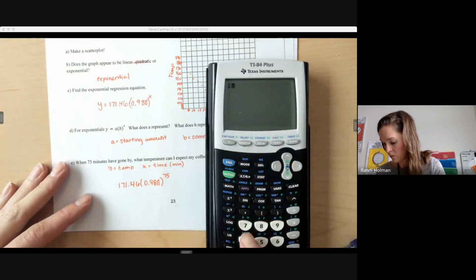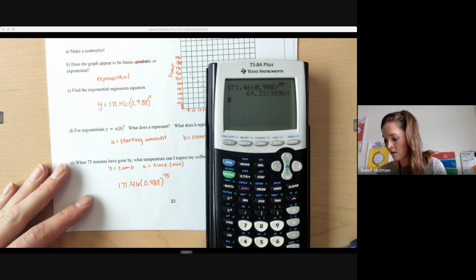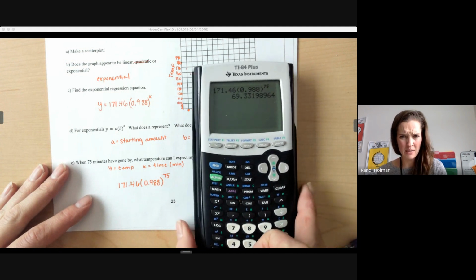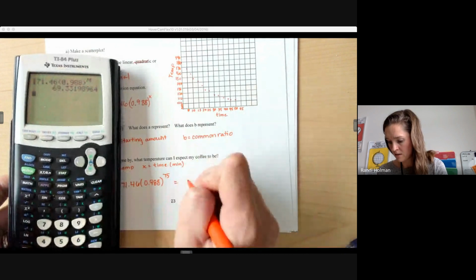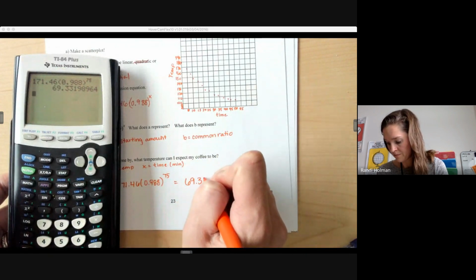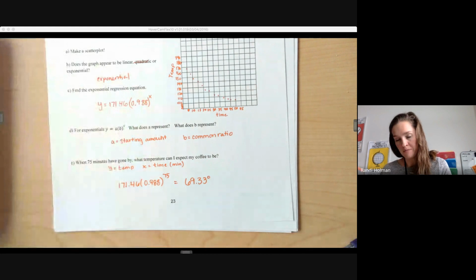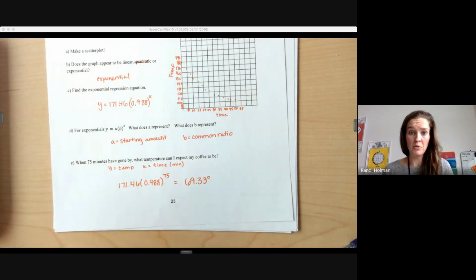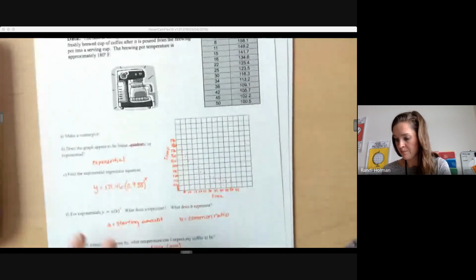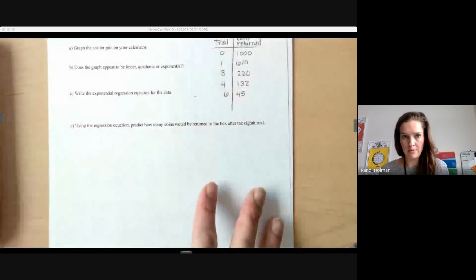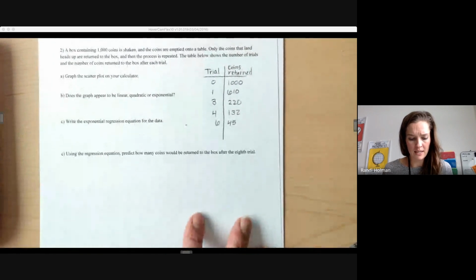So 171.46 times 0.988 to the 75th. And we get 69.33 degrees, which seems fairly reasonable, right? After an hour and 15 minutes, your coffee's probably pretty close to room temperature, which 69.33 would be a good room temperature there. So let's take a look at another example here to practice that exponential regression.